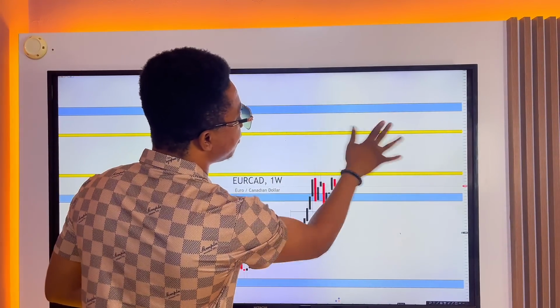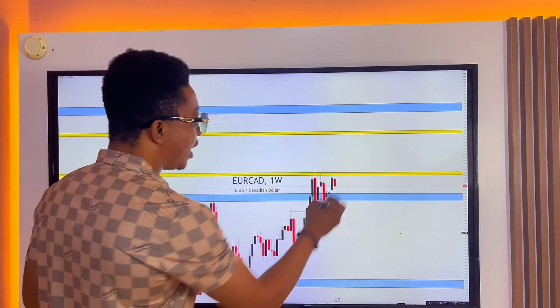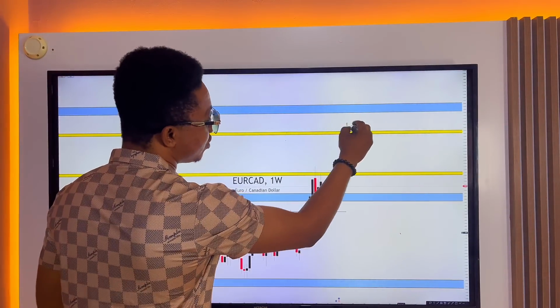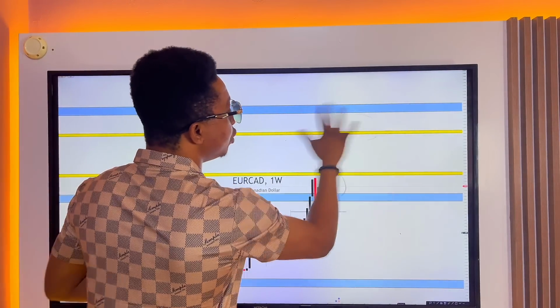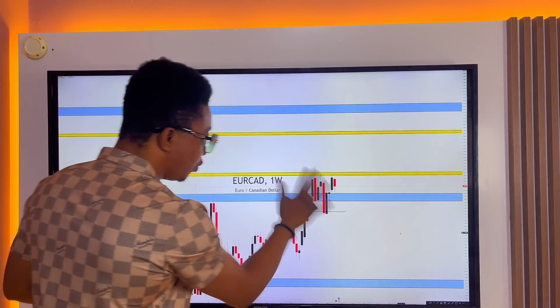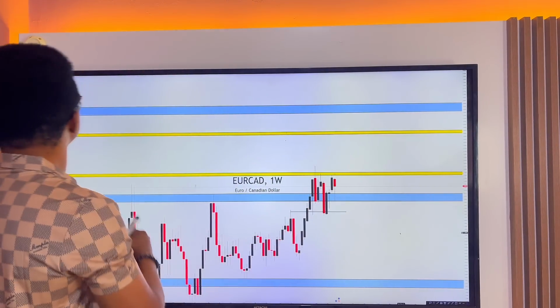All right, let's take it further to the daily time frame and also get to understand the daily flow and how we can be picking the entry to the next resistance as the new higher high on the weekly. All right, so Eurcad, let's take it all the way to the daily time frame and then continue with our technical analysis. All right, let's go.